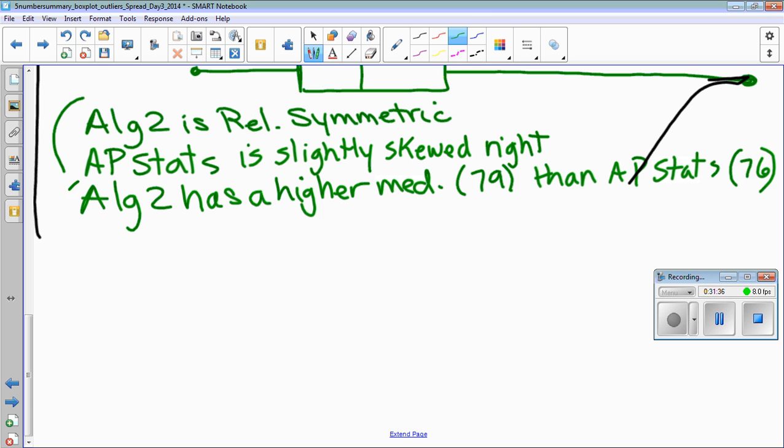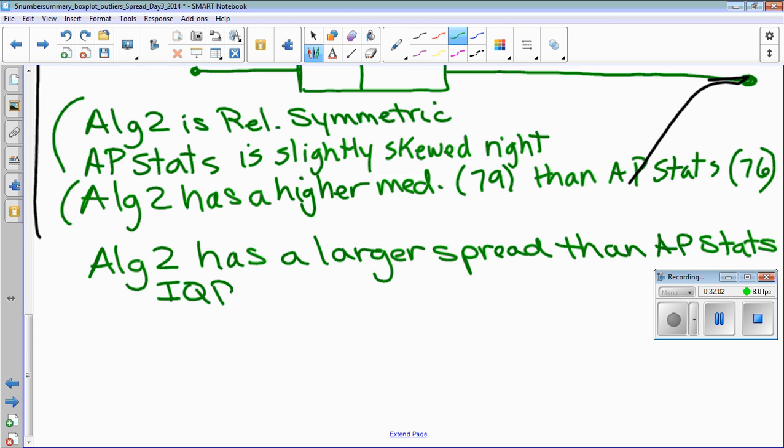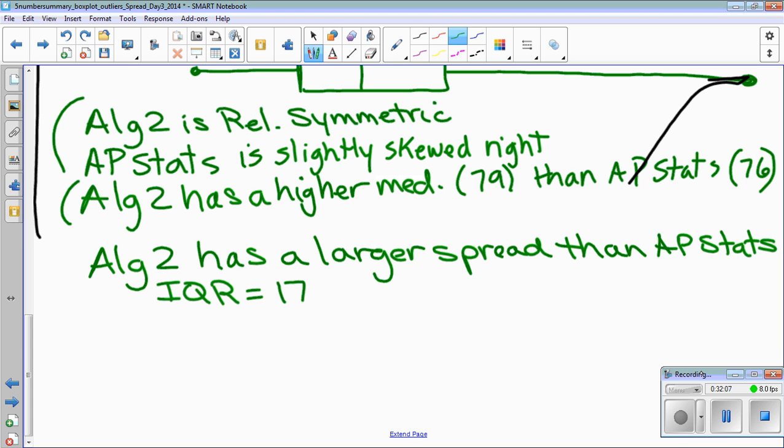Shape, center, here comes spread. Algebra 2 has a larger spread than AP Stats. We're comparing. The numbers are not enough. You have to say one's larger or smaller than the other, but you also need to put the numbers. So the IQR of Algebra 2 was, we said, what was it, 17? Okay. What is approximately the IQR of AP Stats over here?